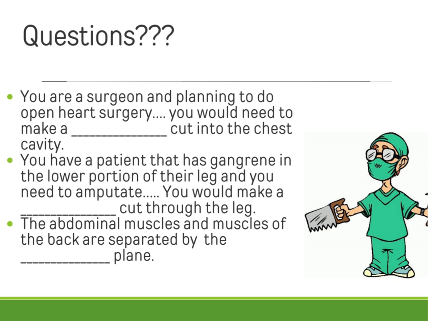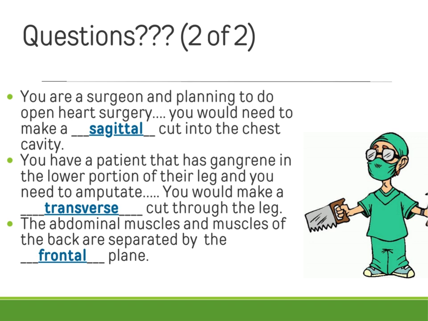All right, first question. You are a surgeon and planning to do open heart surgery. You would need to make a blank cut into the chest cavity. If your answer was sagittal, you're correct. What about the second question? You have a patient that has gangrene in the lower portion of their leg and you need to amputate. You would make a blank cut through the leg. If you said transverse, you're correct. And last question, the abdominal muscles and muscles of the back are separated by the blank plane. If you said frontal, you're correct. So here are the answers to those questions: sagittal, transverse, and frontal.